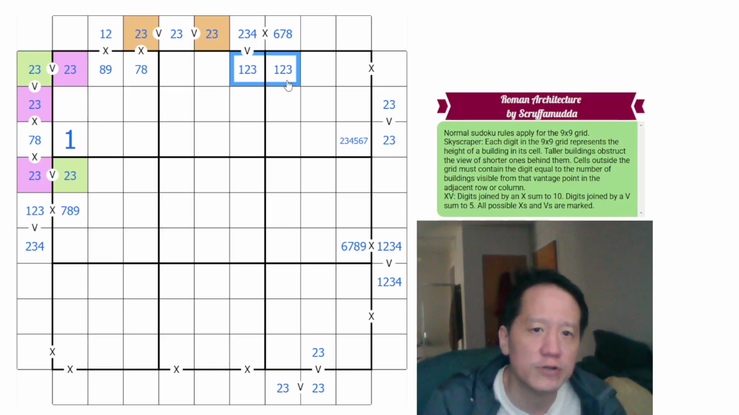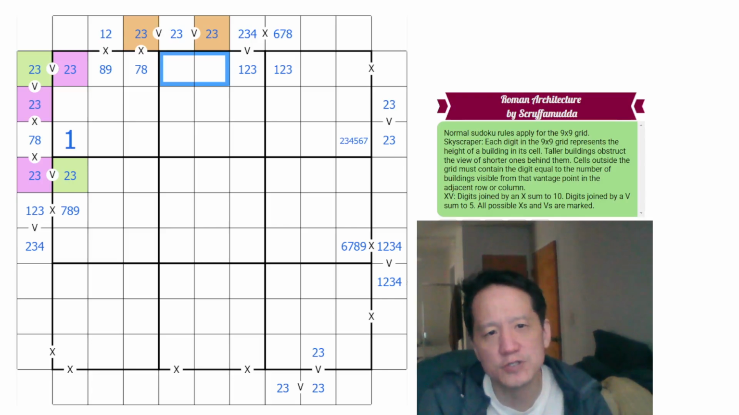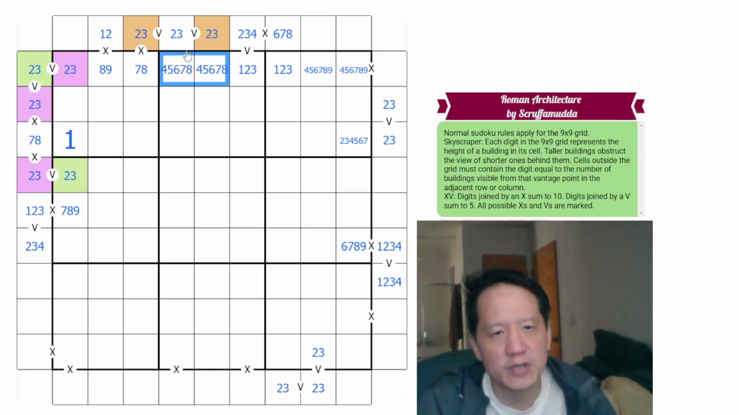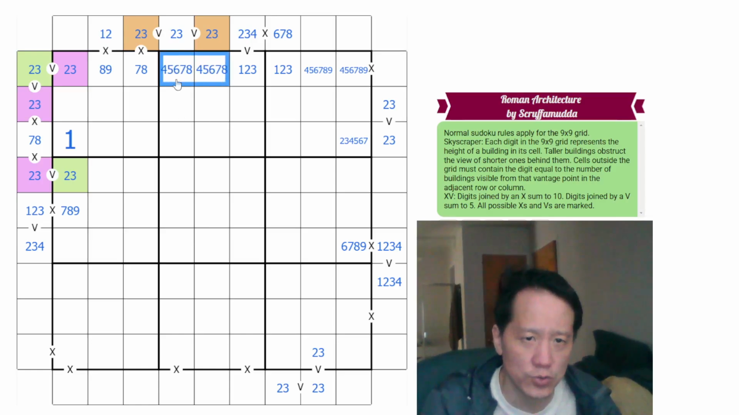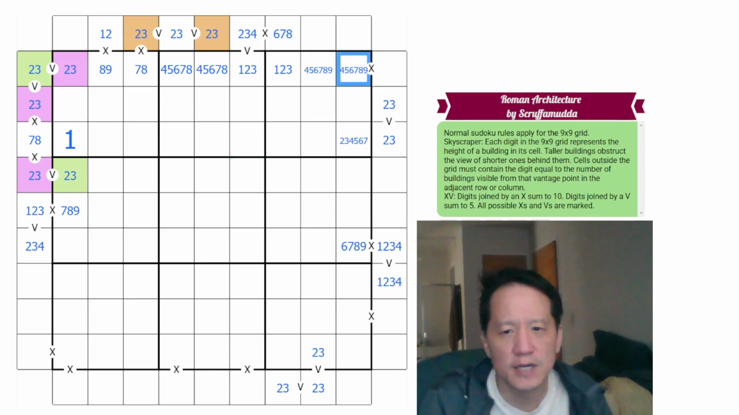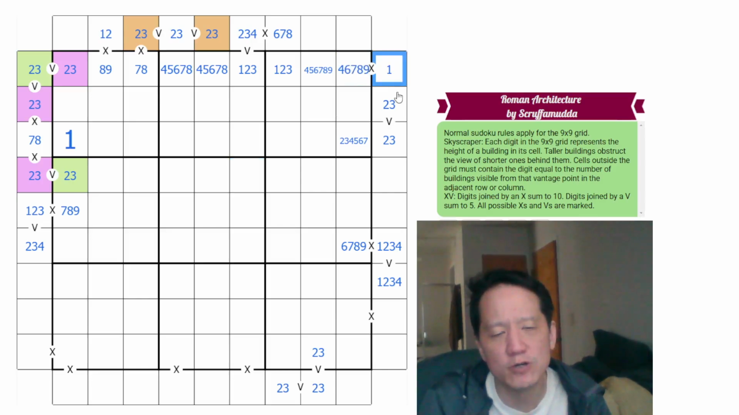Therefore, we have a 1, 2, 3 triplet, actually, in row 1, which eliminates 1, 2, and 3 from the rest of the row. So this is 4 through 9. This is 4 through 9. Obviously, these can't be 9 because they see at least 2 digits. So neither of these can be 9 here. This can't be 5, so this has to be 1, 2, 3, 4, or 6.